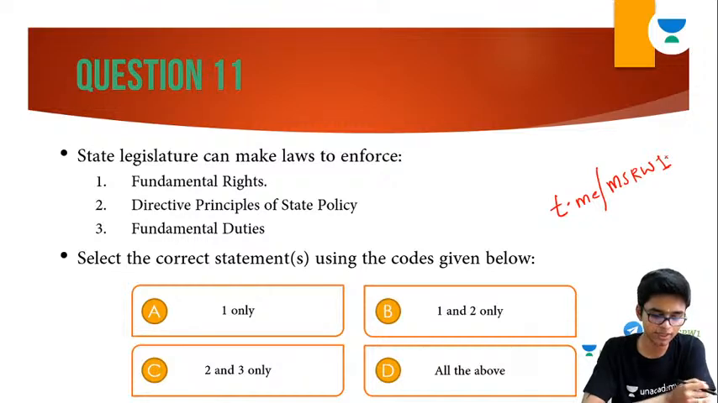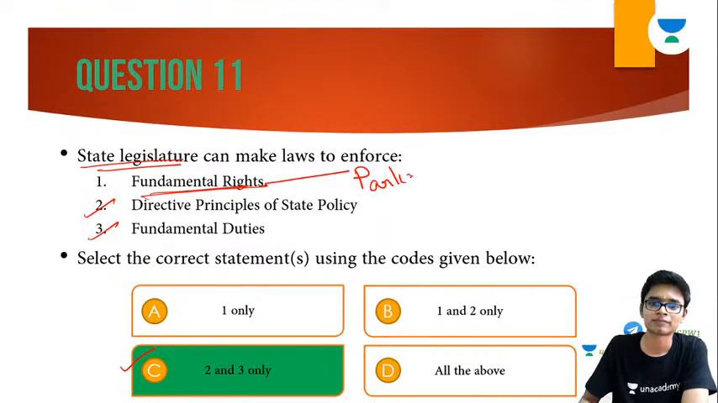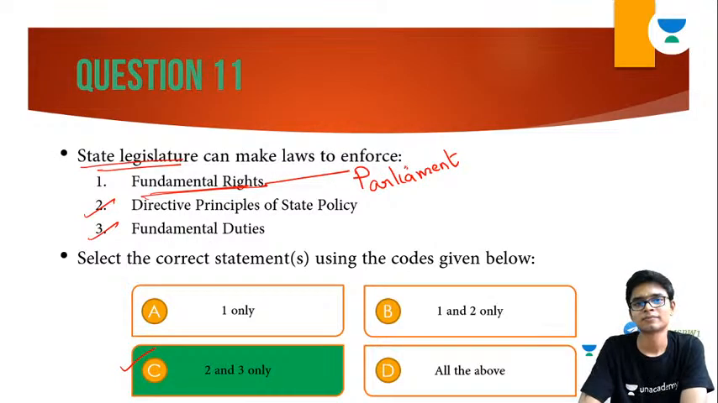Okay, everybody is going with option B and D. So what is the answer? 11th question answer is C. Anyone? No, nobody got that. It is actually C, 2 and 3. State legislature can make laws to enforce DPSP and fundamental duties, but they cannot make laws to enforce fundamental rights. Those laws to enforce fundamental rights can only be made by parliament, not state legislature. Okay, very careful here. For DPSP and fundamental duties, laws can be made by state. That's fine. But for fundamental rights, it should be made by parliament. State legislature does not have the power to do that.